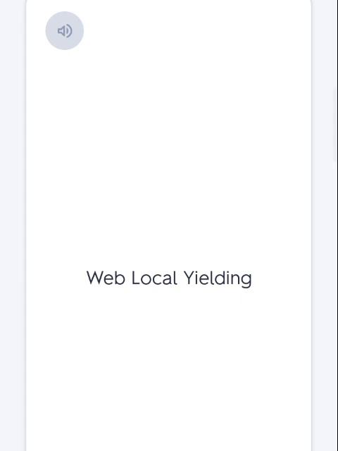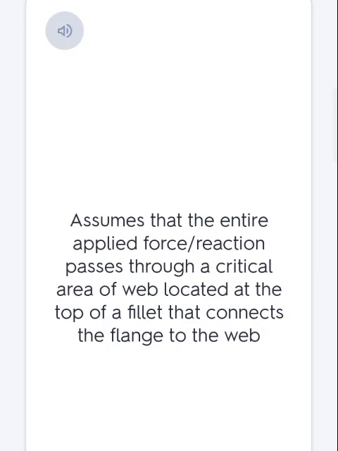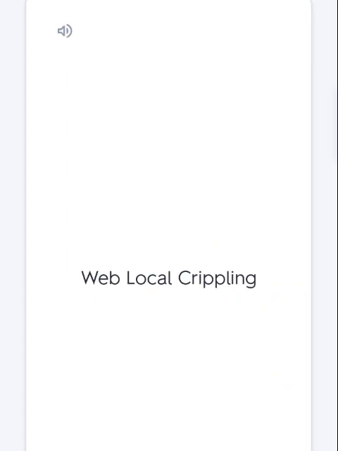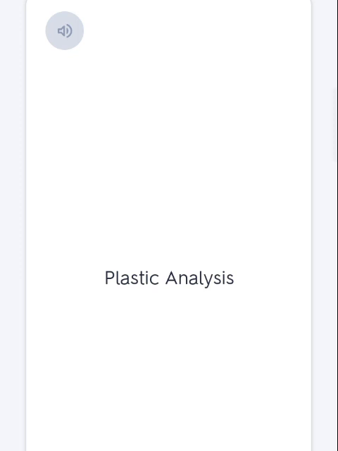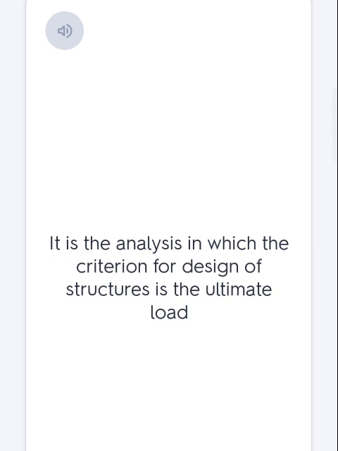Web local yielding assumes that the entire applied force reaction passes through a critical area of web located at the top of a fillet that connects the flange to the web. Web local crippling. It is actually a local buckling that occurs when a web is slender. Plastic analysis. It is the analysis in which the criterion for design of structures is the ultimate load.